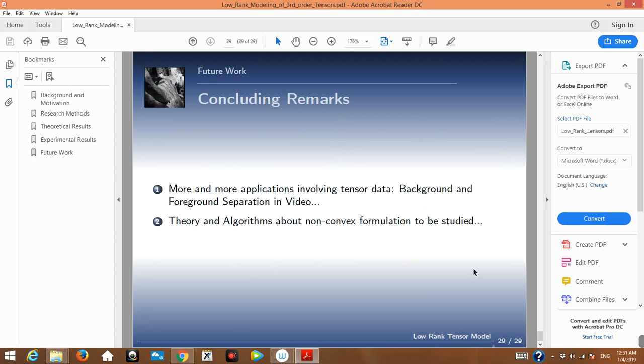In the future, we try to do more and more applications of tensor low-rank modeling. For example, we can do background and foreground separation in video. And then we try to develop more and more theoretical background for the non-convex optimization formulation. Thank you.